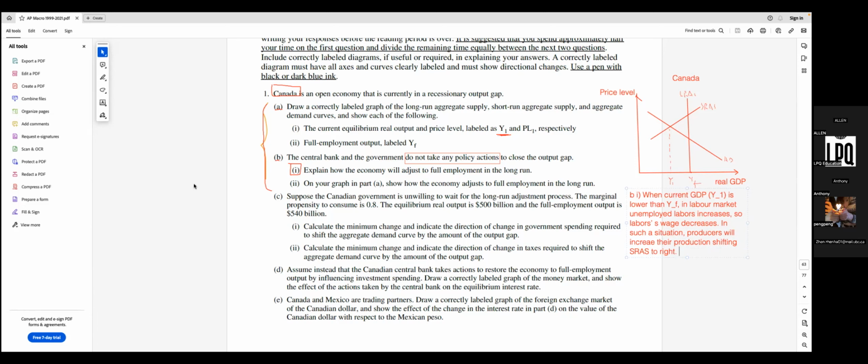Okay, this is how you explain. Once again, every time you see you need to explain something, that means you need to write down one or two full sentences. You do not need to write a long paragraph, but you need to have full sentences, to explain why you can shift your curve to the right. This is my explanation. And finally, to finish B number two, the final step here is shifting short-run aggregate supply to the right.